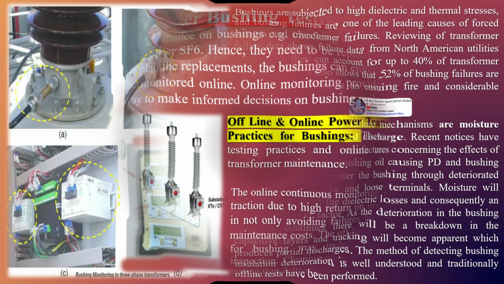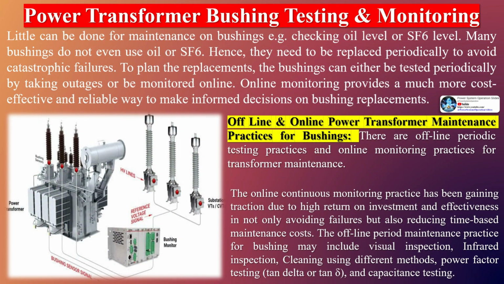Recent notices have been issued by bushing manufacturers concerning the effects of corrosive sulfur in the bushing oil causing PD in bushing failure. Moisture can enter the bushing through deteriorated gasket material, cracks and loose terminals. Moisture will cause an increase in the dielectric losses and consequently an increase in power factor. As the deterioration in the bushing insulation continues, there will be a breakdown in the capacitive layers and tracking will become apparent, which produces partial discharges.